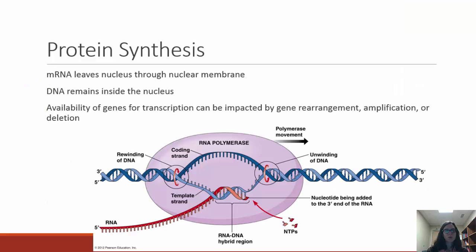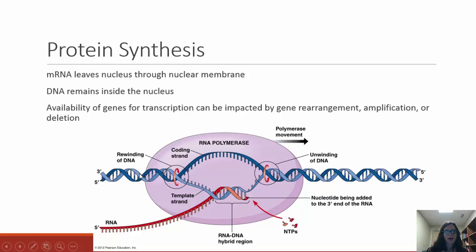Okay, so once we have production of our mRNA strand from transcription, then this mRNA strand is going to leave the nucleus through the nuclear membrane, and the DNA is going to stay inside the nucleus. So the availability of genes on the DNA strand for transcription can be impacted by gene arrangement, gene amplification, or gene deletion. And again, we have just a similar graphic to what we saw before.